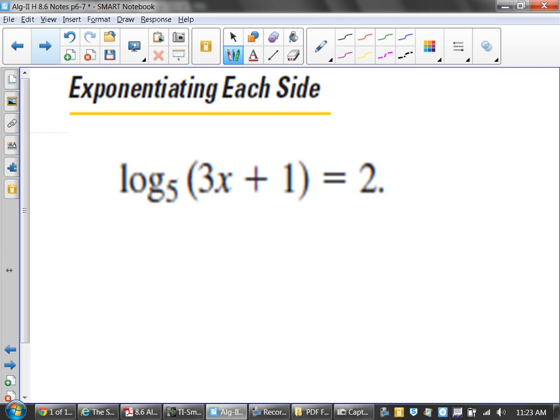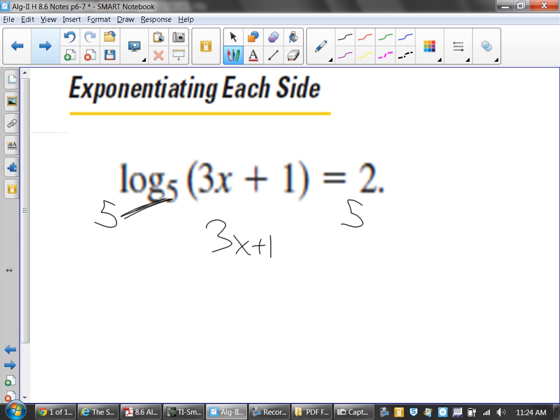Log base 5 of 3x plus 1 equals 2. Again, in this case here, I need to get rid of that log base 5. Not a log 5 on the other side, I'm exponentiating here. I'm using the property of log base b of b to the x, or b to the log base b of x. I put a 5 below it, and that means I have this over here. Since you have log to the log base 5, since these two are the same, that's how it drops out.